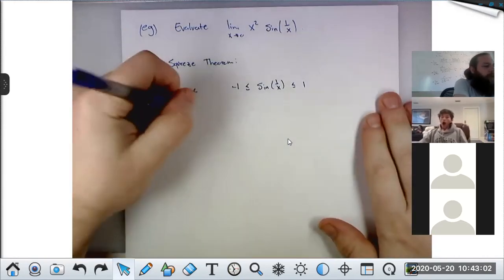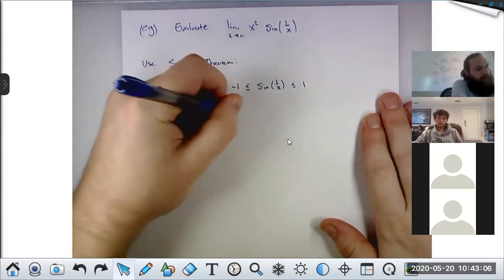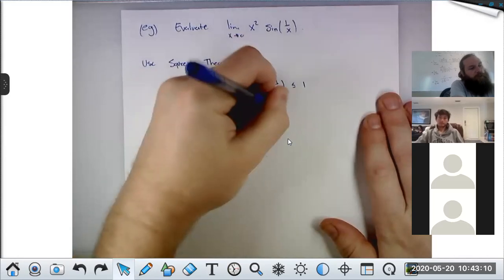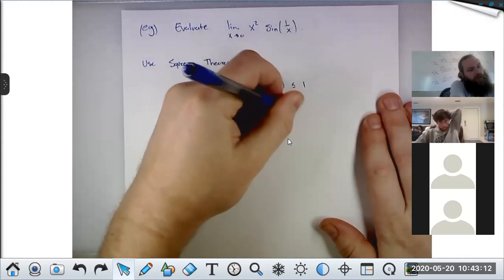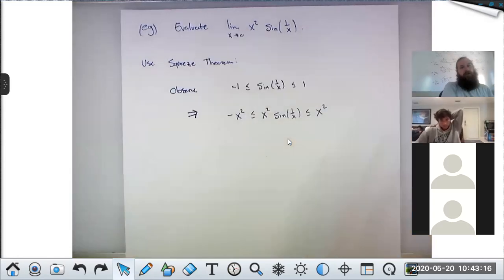If I then multiply through this inequality everywhere by x squared, that means negative x squared is less than or equal to x squared times the sine of 1 over x is less than or equal to x squared itself. And this is starting to look very much like the type of inequality that's in the squeeze theorem.